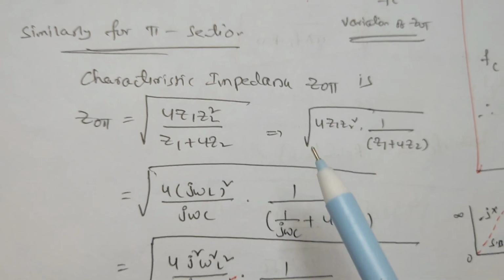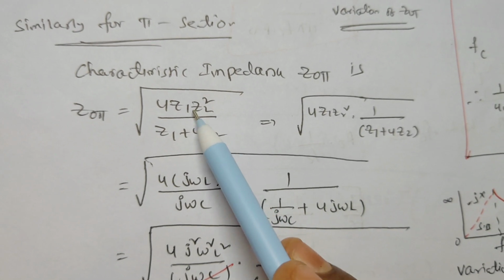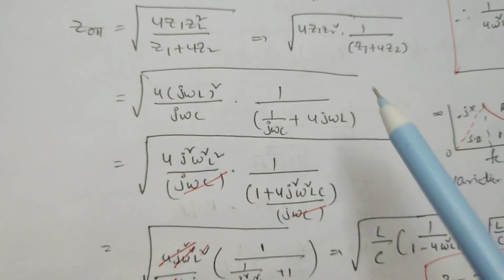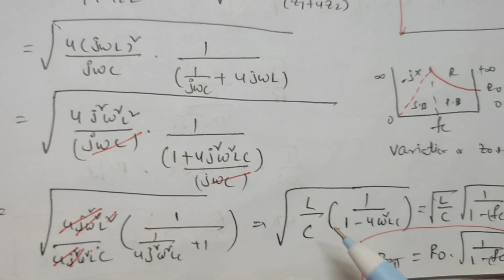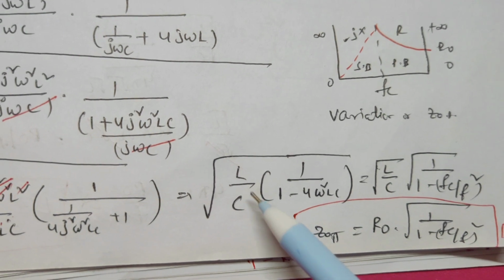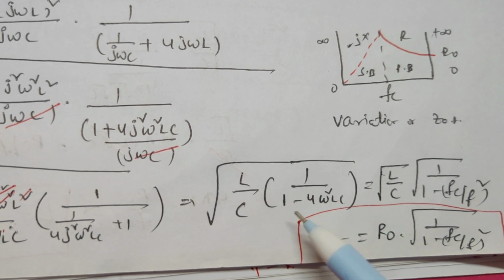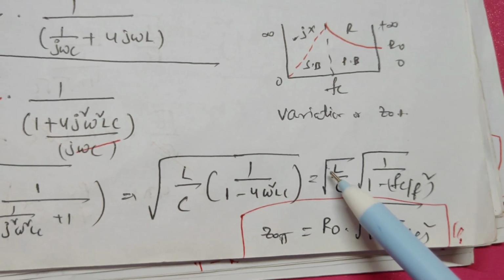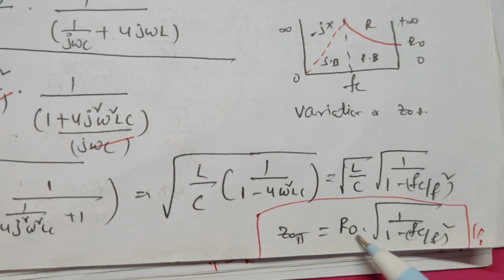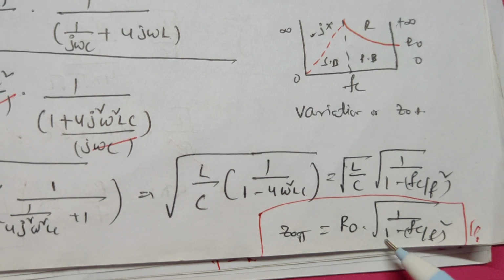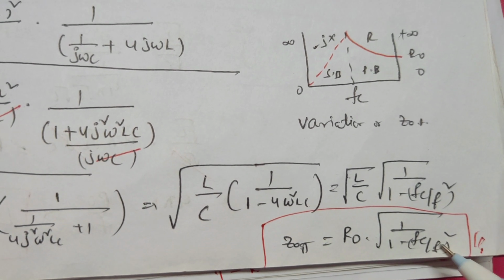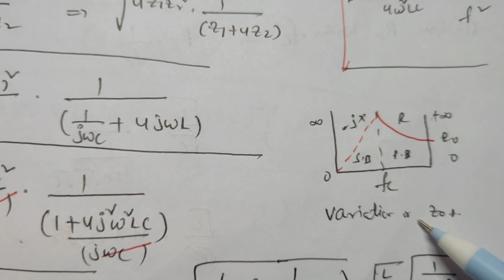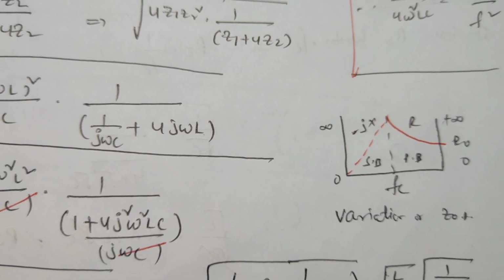Here also, simply substitute the values: Z1 is equal to 1 by j omega C, Z2 is j omega L. Upon simplification, we get the characteristic impedance of a pi section as root of L by C under root of 1 minus 1 by (1 minus 4 omega square LC). Upon simplifying this, we get Z0 pi as R0 by under root of 1 minus (fc by f) square. So this is the variation of the characteristic impedance of a pi section.